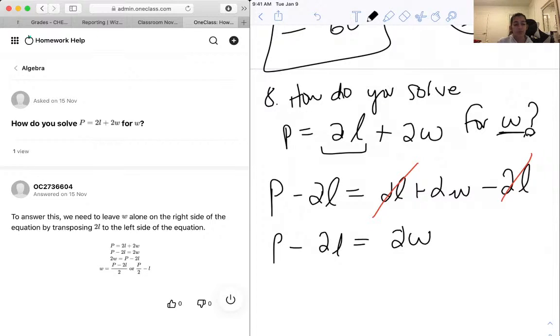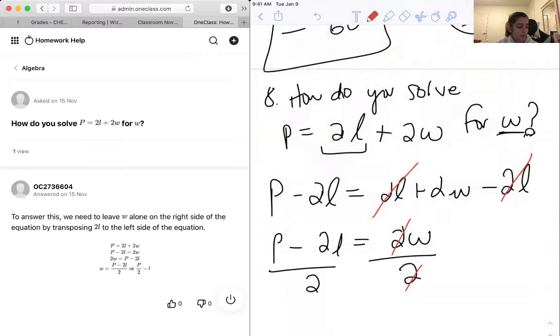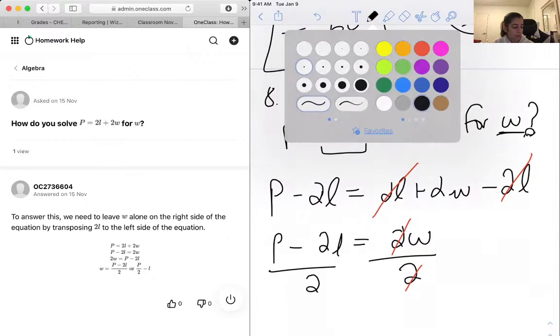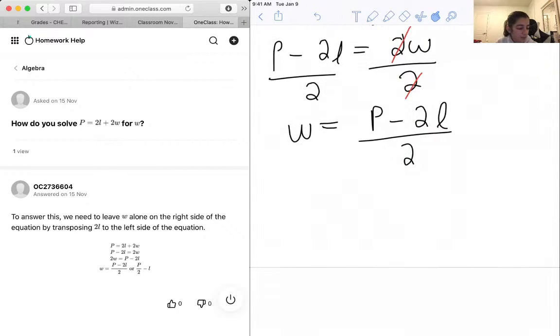The next thing we have to do is get rid of the 2 in front of the W. We can do that by dividing each side by 2. So here, we get rid of that, and we're left with W alone. So W is equal to P minus 2L over 2. And that is our final answer. Right there.